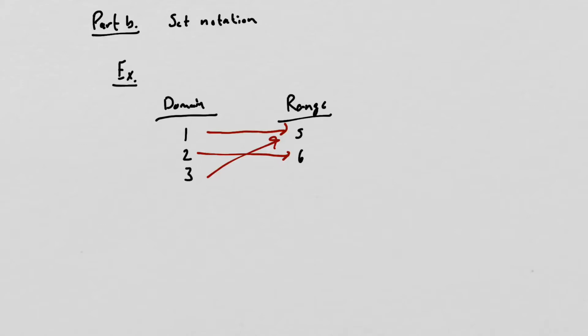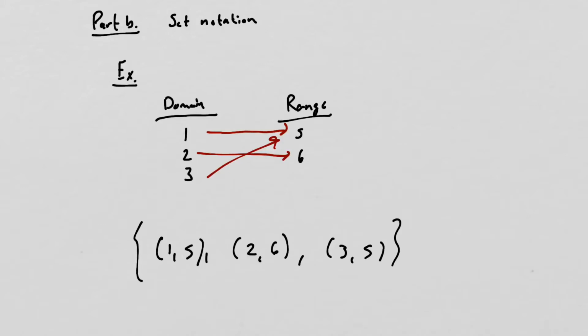Now, by definition of relation, we can write this as a set of ordered pairs. So this is going to be (1, 5), (2, 6), and (3, 5). Before we go any further, let me highlight that these are sets, they're not intervals. They're a set of ordered pairs. The first number is our input, and the second number is our output.